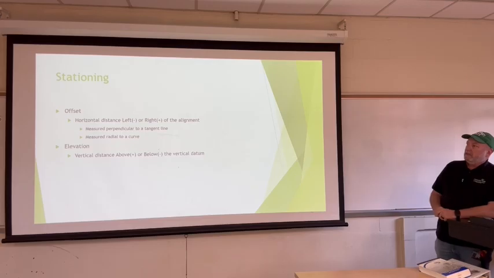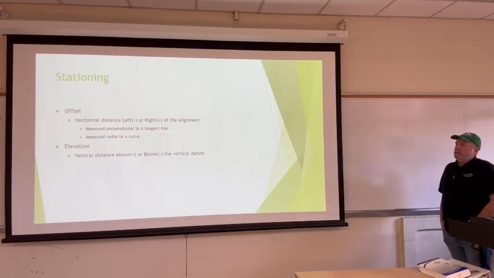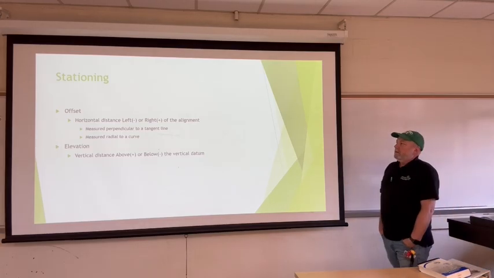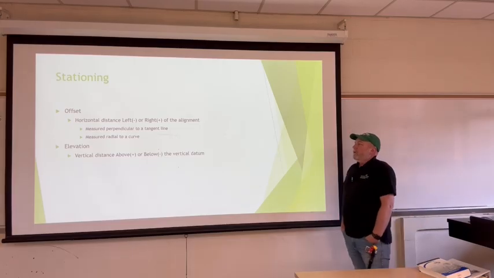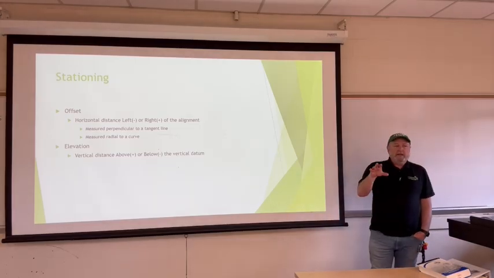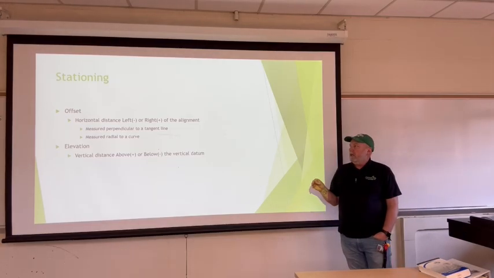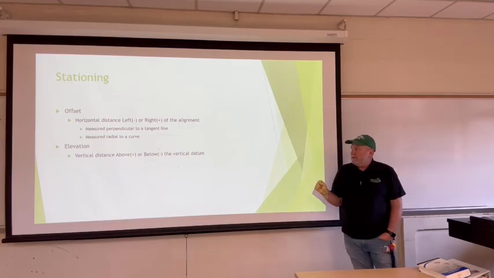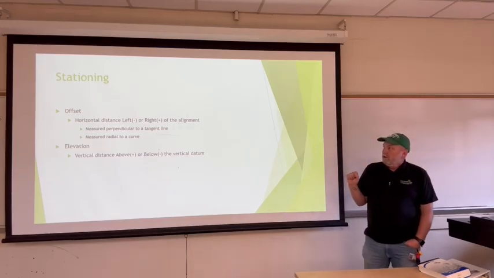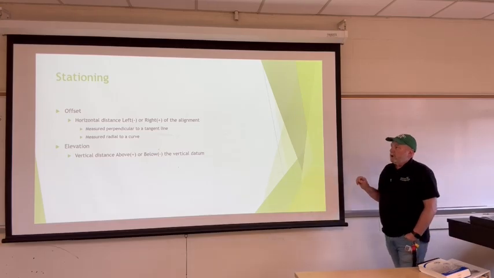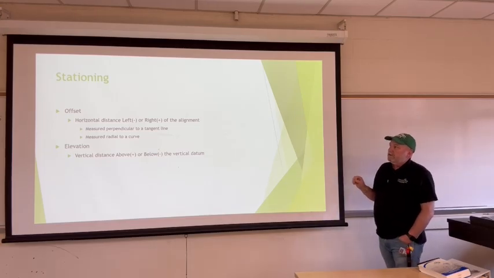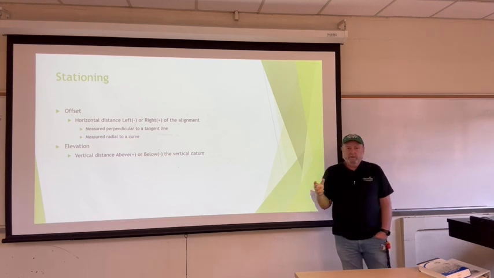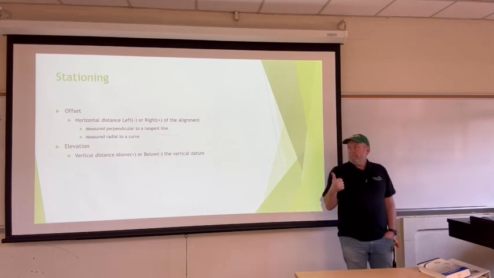So aside from stationing, we also talk about offsets. That is the horizontal distance left or right of the alignment. Those labeled on the plans will be designated as a negative distance if left, and a positive distance if to the right. Offsets are measured perpendicular to tangent lines and measured radial to a curve. Make sense?